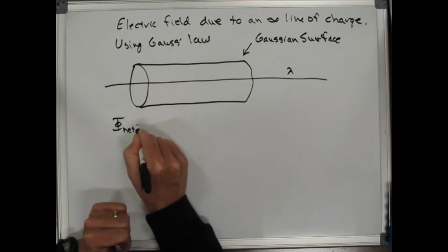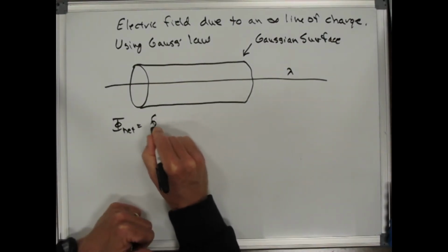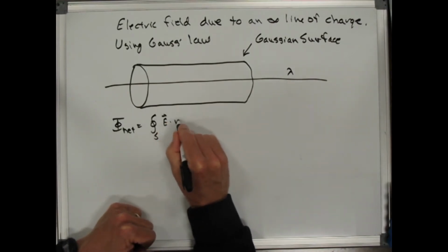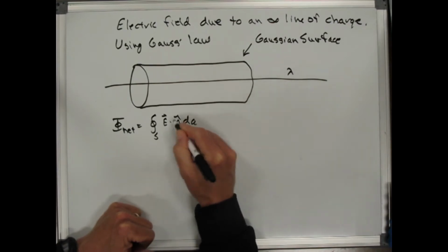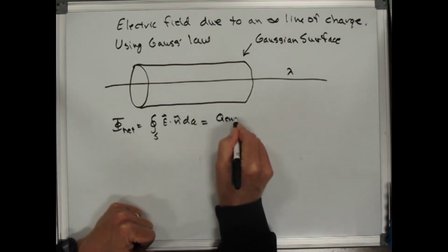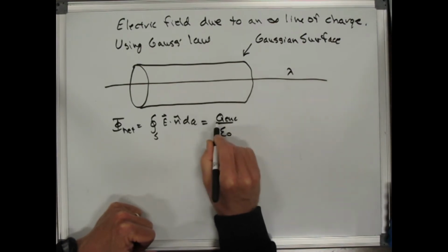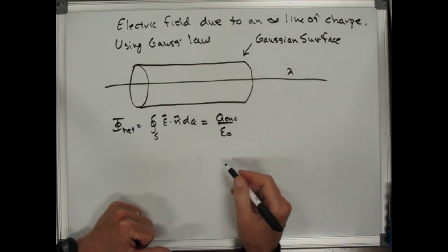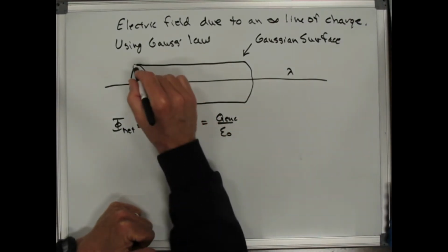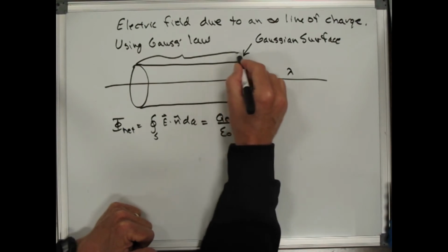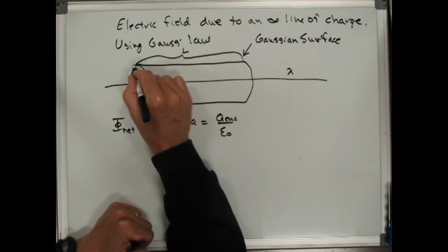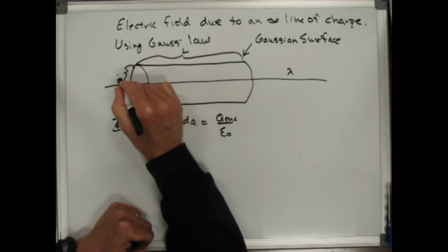The net flux through the surface is equal to the integral over that surface of the electric field at the surface times n hat dA, integrated over the whole surface, and that's equal to the charge enclosed over epsilon naught. Sometimes I use a capital Q, sometimes a lowercase q. I'm going to pick a surface that has length L, and I'm going to pick the cylinder radius to be little r.